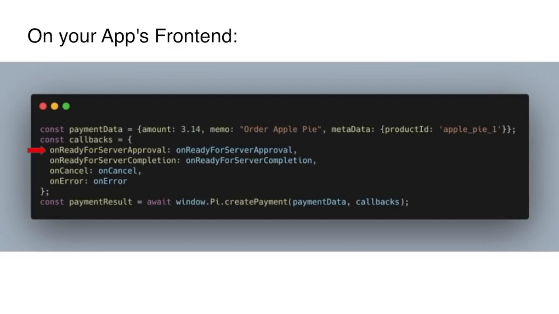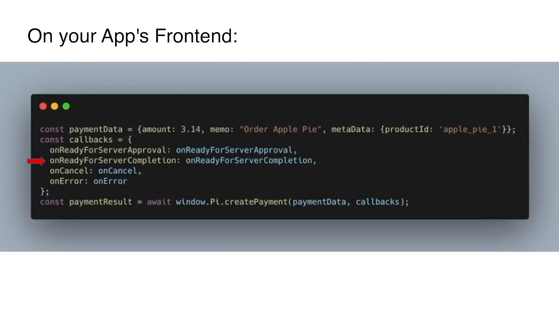onReadyForServerApproval is a function that gets called when the payment ID is ready. Using this function, you need to pass the payment ID and other relevant data to your app server. Then on your server, you should reserve an item for the user who's about to buy it and let the Pi server know that you are ready to proceed. In other words, you need to make sure that your server is aware of the current payment through this function.